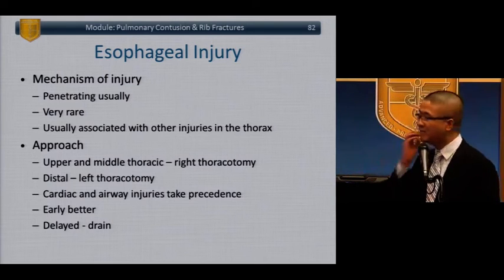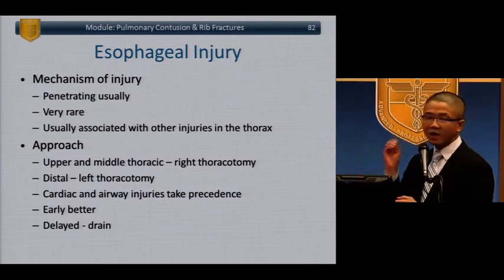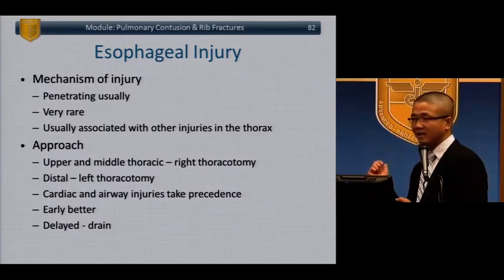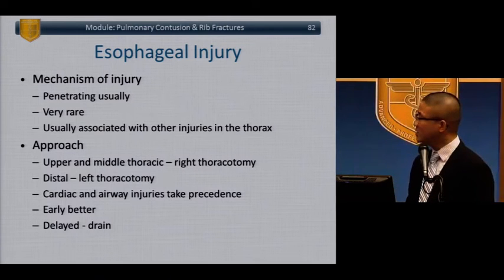To understand the approach to this on the exam: if you have an upper or middle thoracic esophageal injury, you need to go to the right side of the chest, right? Not a left thoracotomy. For distal esophagus, it's a left thoracotomy. For cardiac and airway injuries, they take precedence over the esophagus, always.